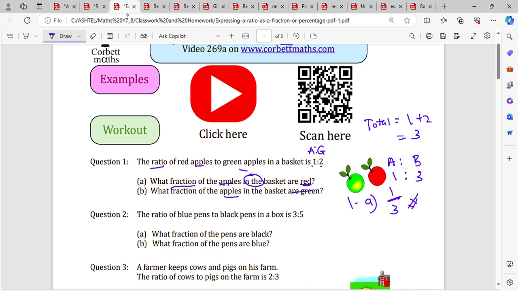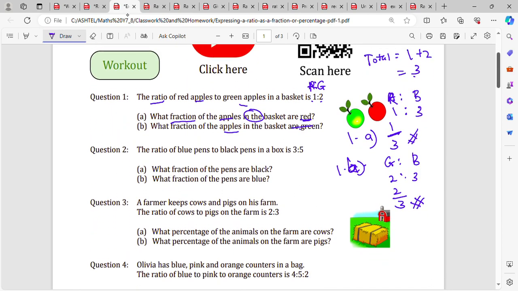The ratio of red to green, so yes, that is correct for question 1. For A it was red to basket. Now we are asking for green to the basket. So total basket is 3, green is 2, so it's the same thing. Green to basket, we have 2 to 3, which will be 2 over 3. Okay, that is your final answer for B, 2 over 3.